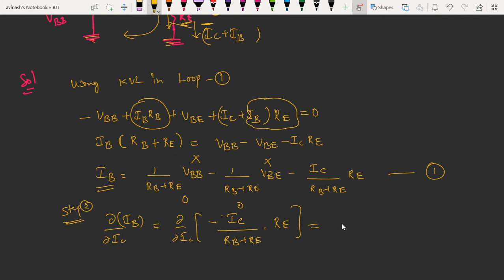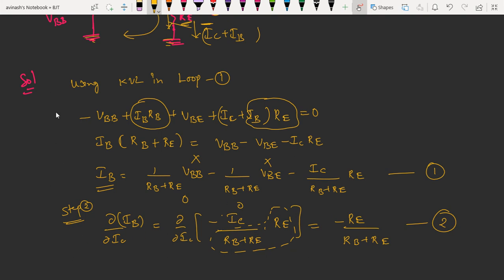If you simplify this, this part will be a constant out of the differentiation. Then what we get here is minus RE by RB plus RE. So dou IB by dou IC will be this equation. Let us take this as equation number 2.